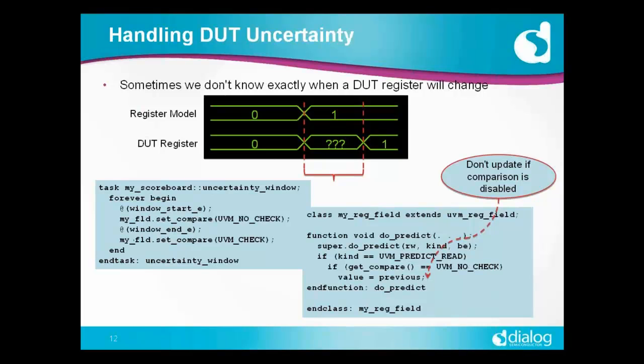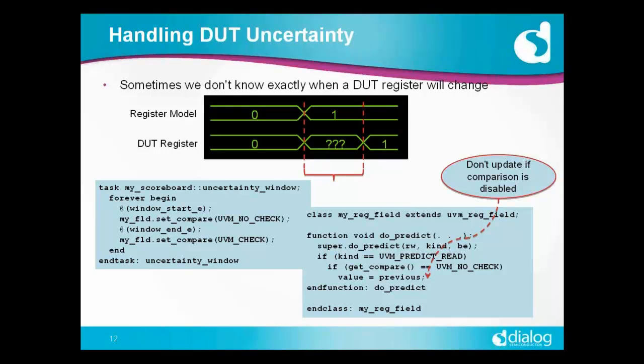Another sort of issue that we always seem to have with register models is that sometimes we don't know exactly when a DUT register will change. We have an uncertainty window around it. And we don't really want to go down the route of creating cycle-accurate reference models. One of the ways of dealing with this is to basically say, well, if a register read happens at this time, we don't check it in our scoreboard, or we don't check it in our register model, and we don't update the register model, because we've already set what we expect it to be in the register model here.